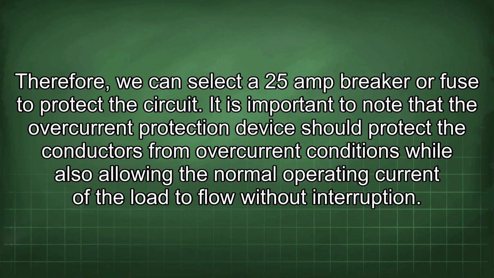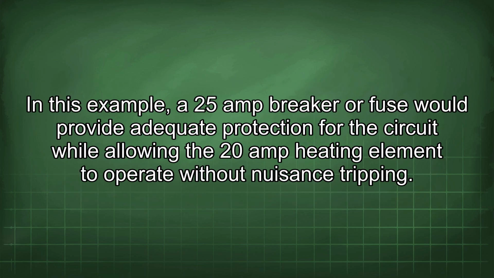It is important to note that the overcurrent protection device should protect the conductors from overcurrent conditions while also allowing the normal operating current of the load to flow without interruption. In this example, a 25 amp breaker or fuse would provide adequate protection for the circuit while allowing the 20 amp heating element to operate without nuisance tripping.